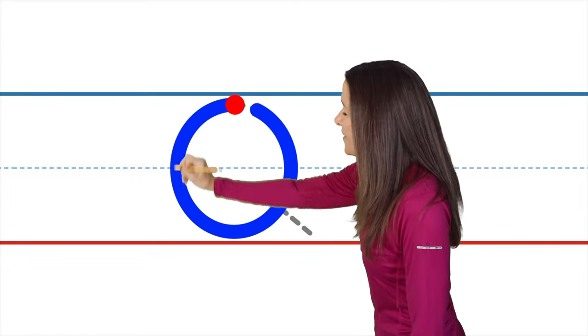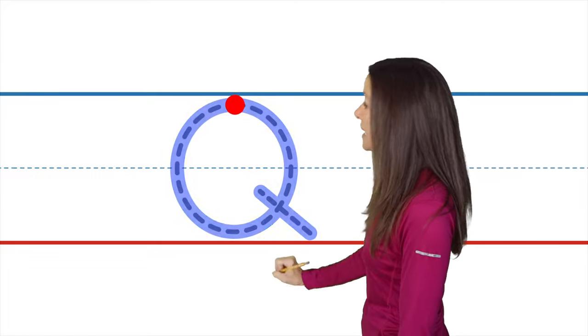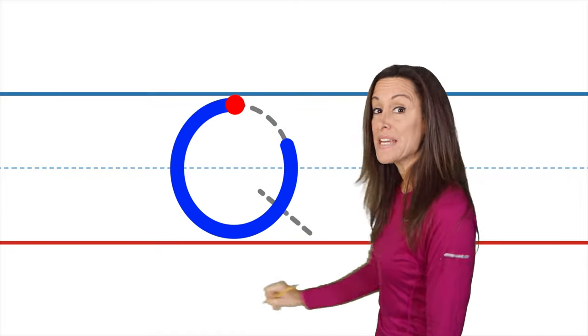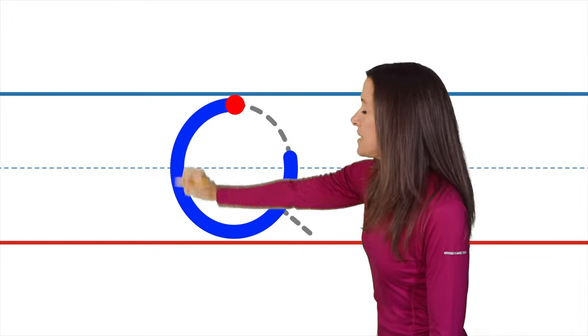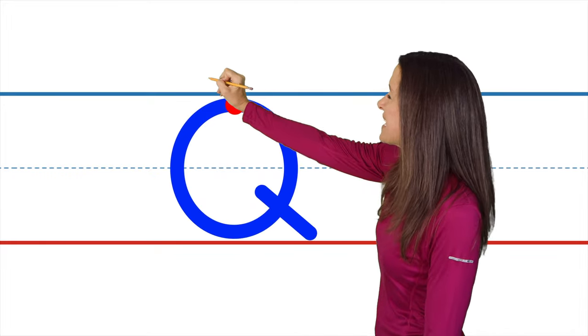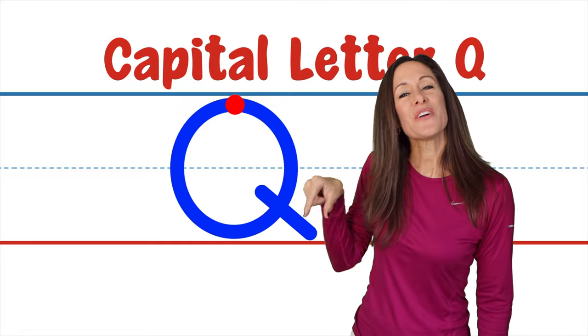Q: start at the top, big circle, then a slant. Capital letter Q.